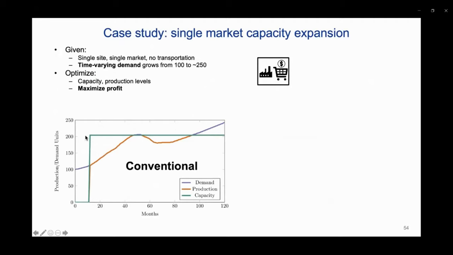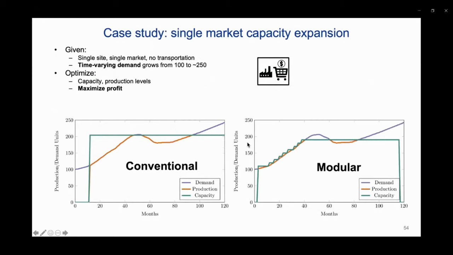If you use a single conventional plant, you initially start working over capacity, then you reach the limit, and at the end, you're outperforming on the capacity. The nice thing with modular design is you can track more easily, as you can see here, because you don't need to commit from the very beginning to larger capacity.